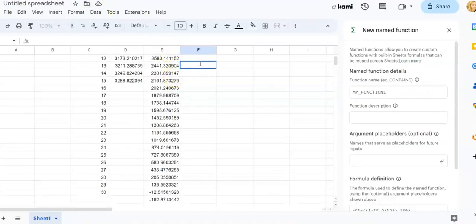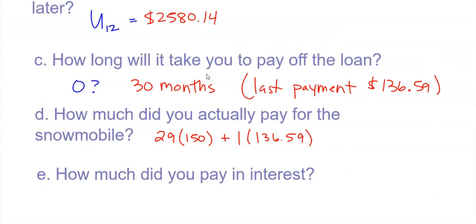Okay, so if you do that, and you can use Google Sheets to do that as well pretty easily. Just grab a cell, hit equals 150 times, what was it, 29? Plus your 136.59. So you actually paid that amount. So not too bad, really. You actually paid $4,486.59.